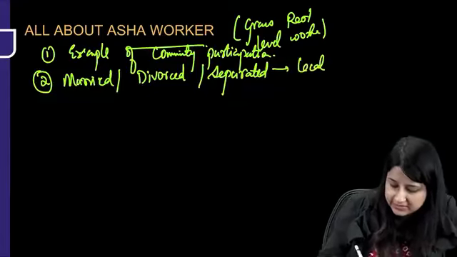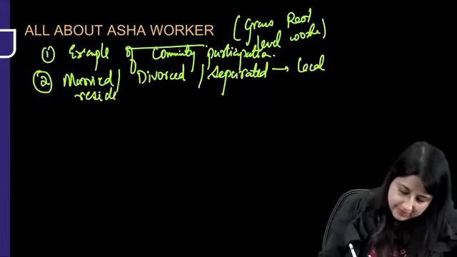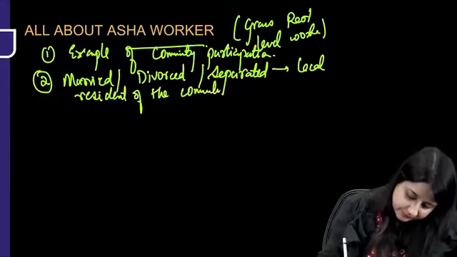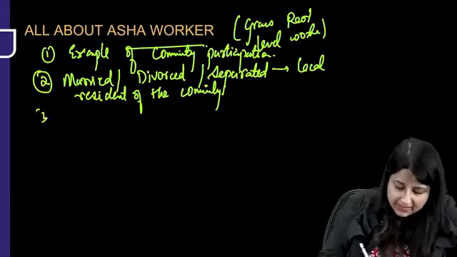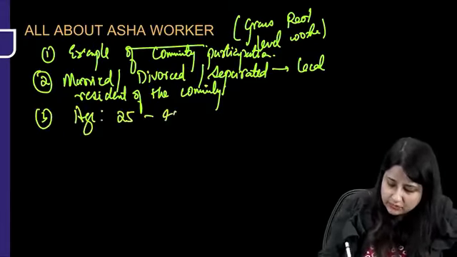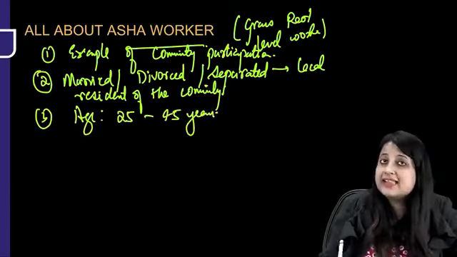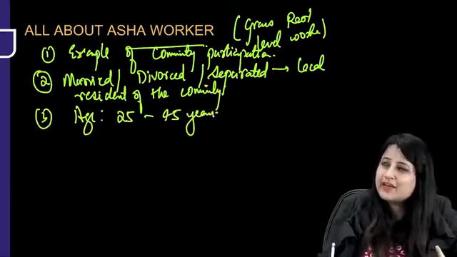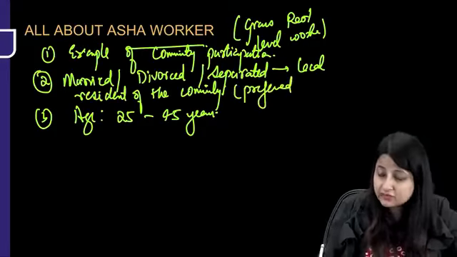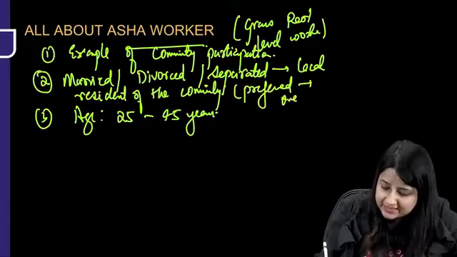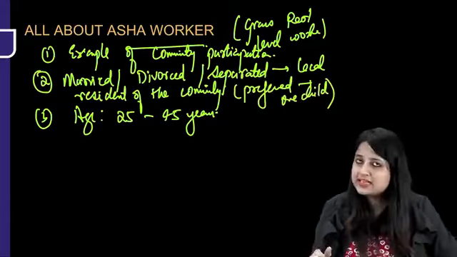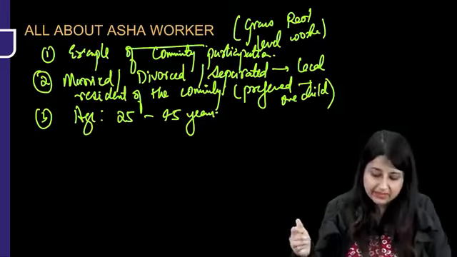She is a local resident of the community. What is her age? Very, very important. Never say 19, 18, no. 25 to 45 years. She's never a single woman. And preferably, not a very hard and fast rule, preferred that she has at least one child so that the women can open up to her more. But if she doesn't, that's okay. That's one of the preferable criteria.